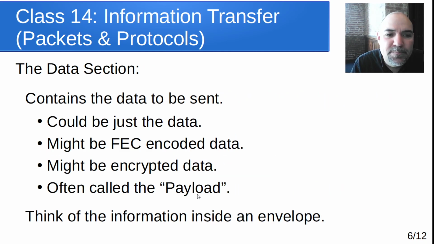the actual data. The data section, it could just be the data. It might be the data that's encrypted. It could be data that has forward error correcting code information applied to it or in there. But the data part of a packet is often called the payload. It's like the actual message that's being sent that's wrapped inside of that packet. So think of that like the papers or pages of information that are inside of that envelope that's being transmitted.